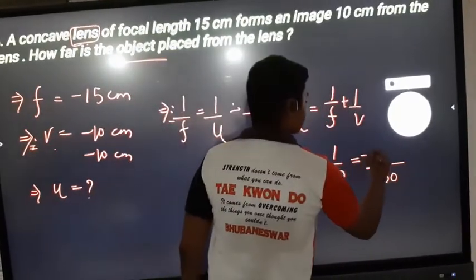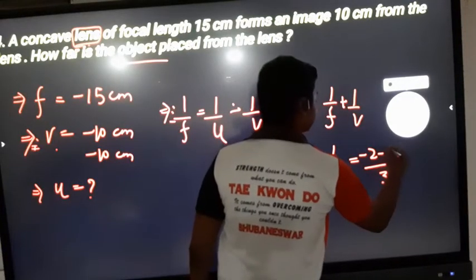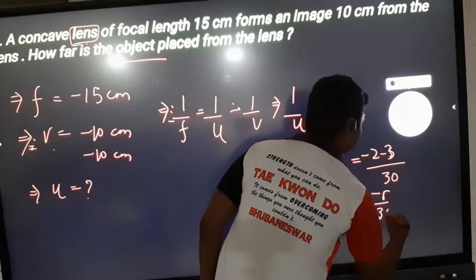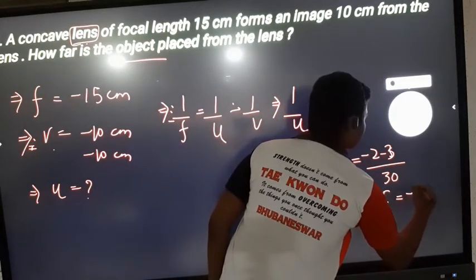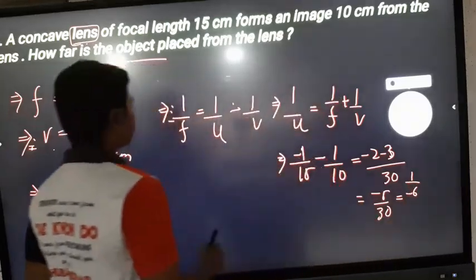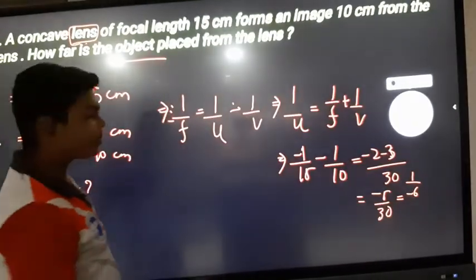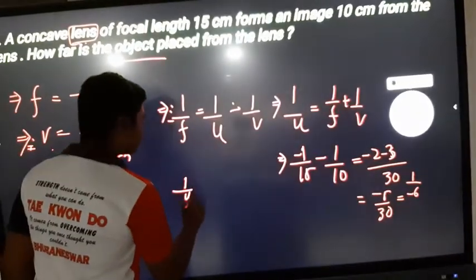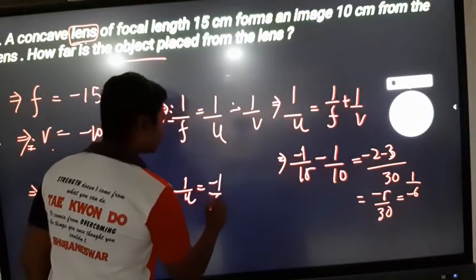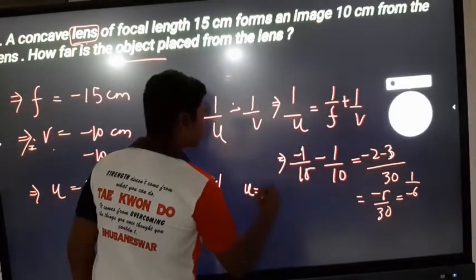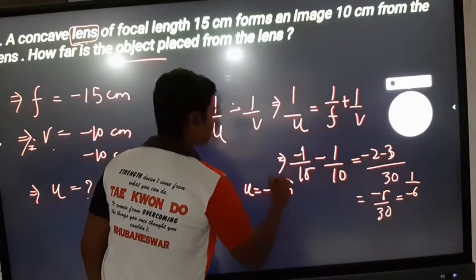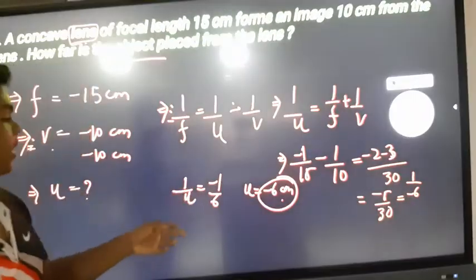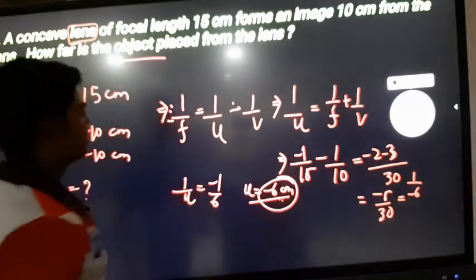So minus 2 minus 3 will get, which is minus 5 by 30 equals to 1 by minus 6 centimeter. So 1 by u we get that 1 by minus 6. So here numerators are same. So we will take that here 1 by u equals to minus 1 by 6. So at last we will get that u equals to minus 6 cm. So we got that the object is placed in front of the lens about minus 6 centimeter of distance.